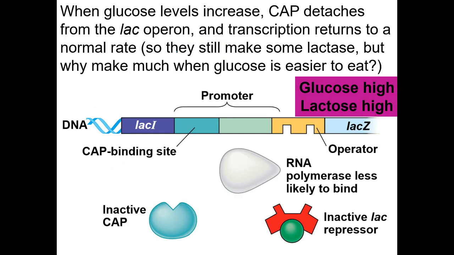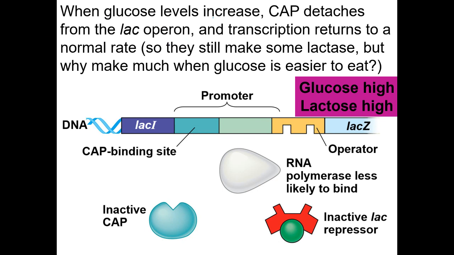So now what happens if glucose levels increase? So the bacteria that use glucose instead of lactose in this case are going to be better off because it's easier to digest glucose than it is lactose. Lactose takes more steps. Any bacteria that can break down glucose when they're both present is going to be more fit than bacteria that break down lactose instead of glucose.